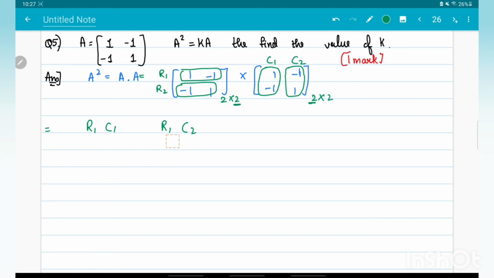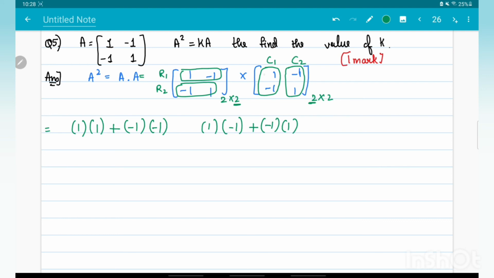Okay, so when I multiply with this row 1, first I'm going to multiply row 1 with column 1. So the first element of that row is 1, will be multiplied with the first element of column, which is 1, plus the second element of that row is minus 1, and the second element of the column is also minus 1. Now we'll multiply row 1 with column 2. First element of row is 1, multiplied by first element of column, which is minus 1, plus second element of row is minus 1, multiplied with second element of column is plus 1.